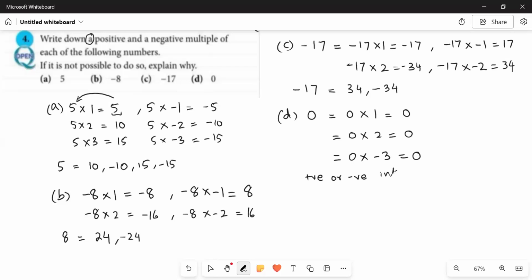We learned in the very first lesson of integers that 0 is a whole number that is neither included in the positive nor in the negative integers. And they are asking us to write down a positive and a negative multiple of each of the following numbers. But since 0 is neither positive nor negative, what we are going to write here is that 0 has no positive or negative multiple.